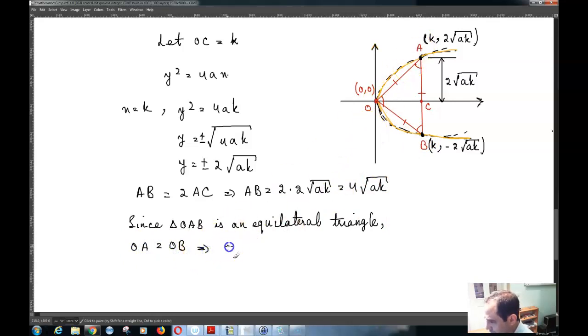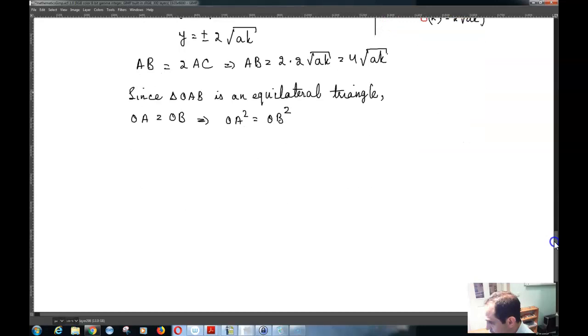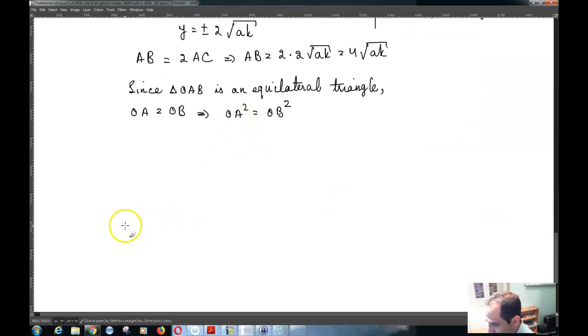Or then you can say that OA squared is equal to OB squared. These are simply two lengths, and since the two lengths are equal, the squares of those two lengths are going to be equal as well. Now OA, using the distance formula: originally the distance formula is AB is equal to the square root of (x2 minus x1) whole squared plus (y2 minus y1) whole squared.